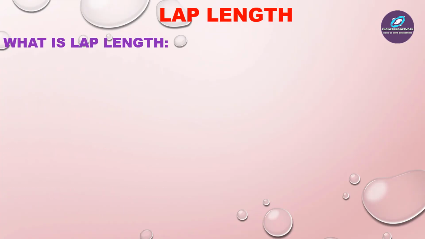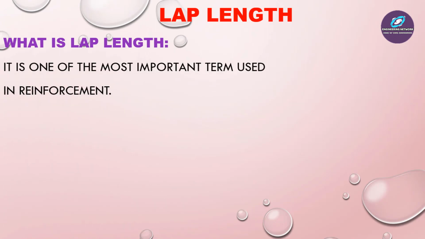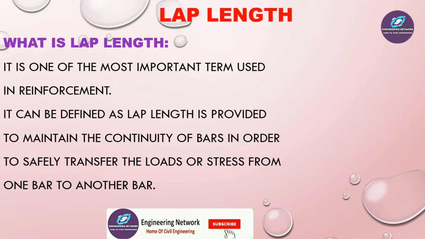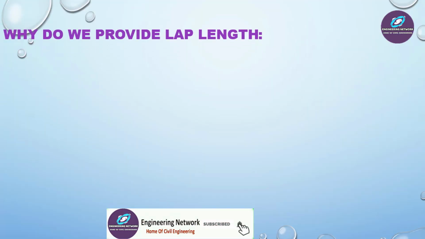Okay, so let's first talk about what is lap length. It is one of the most important terms used in reinforcement, and it can be defined as: lap length is provided to maintain the continuity of bars in order to safely transfer the loads or stresses from one bar to another bar. Now the question arises is, why do we provide lap length?